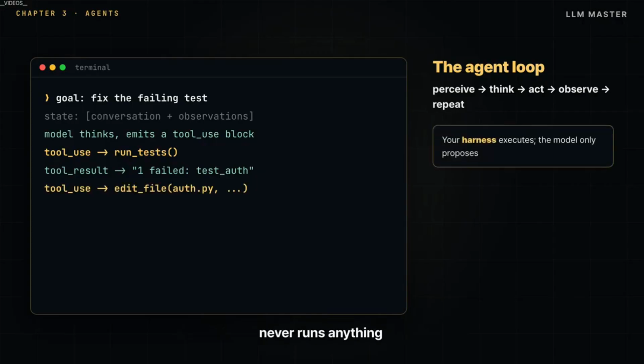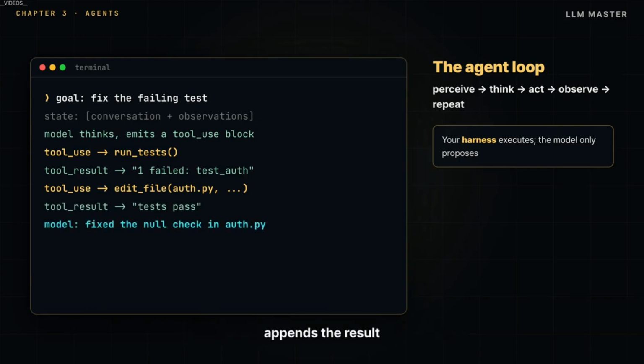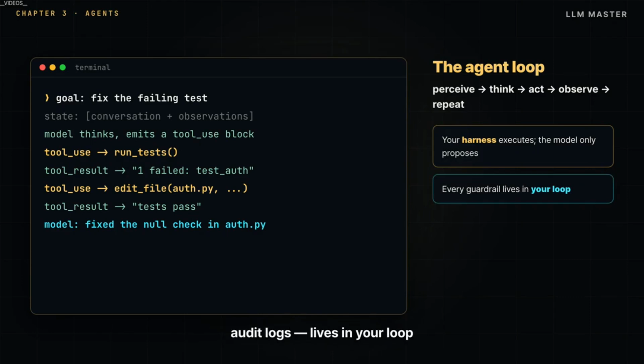The critical detail engineers miss: the model never runs anything. It only ever produces text describing what it wants done. Your harness is the part that actually calls the API, executes the function, appends the result, and decides whether to keep looping. That means every guardrail you'll ever want, approval gates, retries, spinning caps, audit logs, lives in your loop, not in the model. The model proposes, your code disposes.